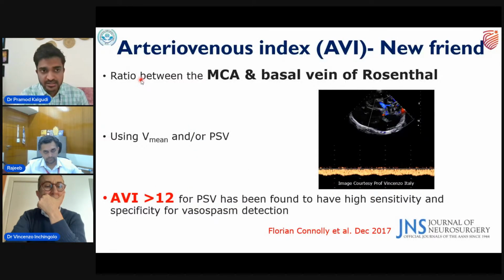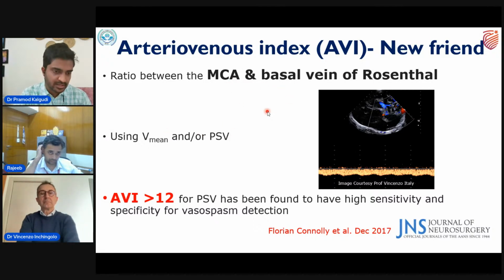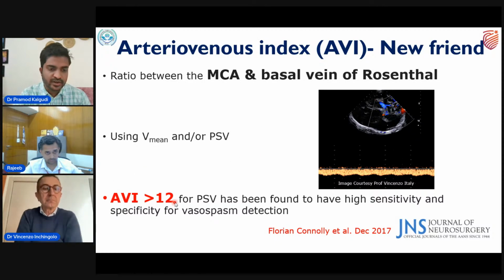The other index, based on the latest study, is the arteriovenous index, which tells you that vasospasm can still be diagnosed with good sensitivity and specificity if we divide the MCA flow velocities by either the mean or peak systolic velocities of the vein of Rosenthal. So an AVI index of greater than 12 is suggestive of vasospasm.